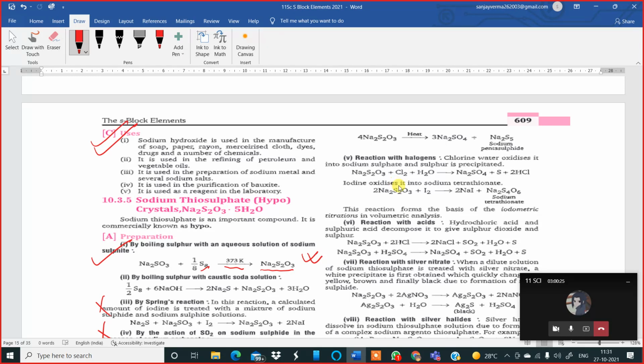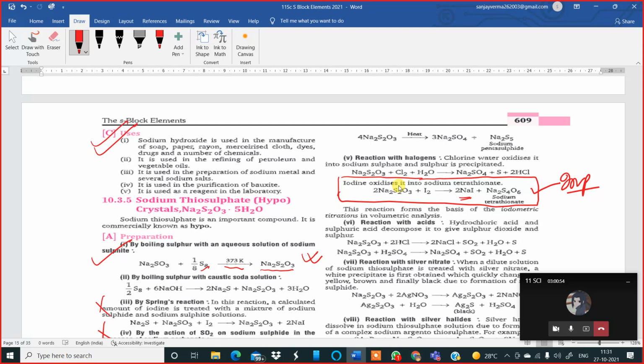So the reaction with iodine is over here. Iodine oxidizes it into sodium tetrathionate. So this reaction is required. Very, very important reaction. So the reaction of sodium thiosulfate with iodine is very, very important. Okay, this you learn. Na2S2O3 plus I2 gives sodium iodide plus sodium tetrathionate. It is getting oxidized to sodium tetrathionate, Na2S4O6.